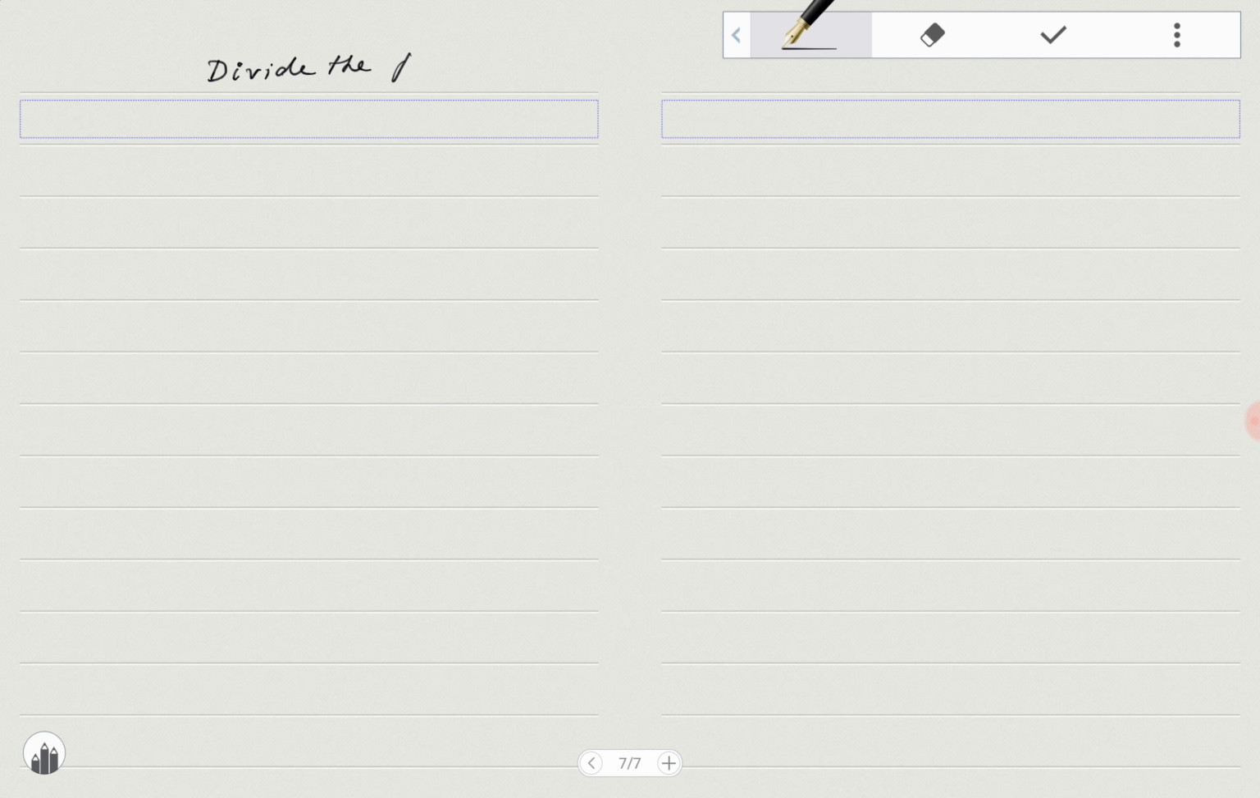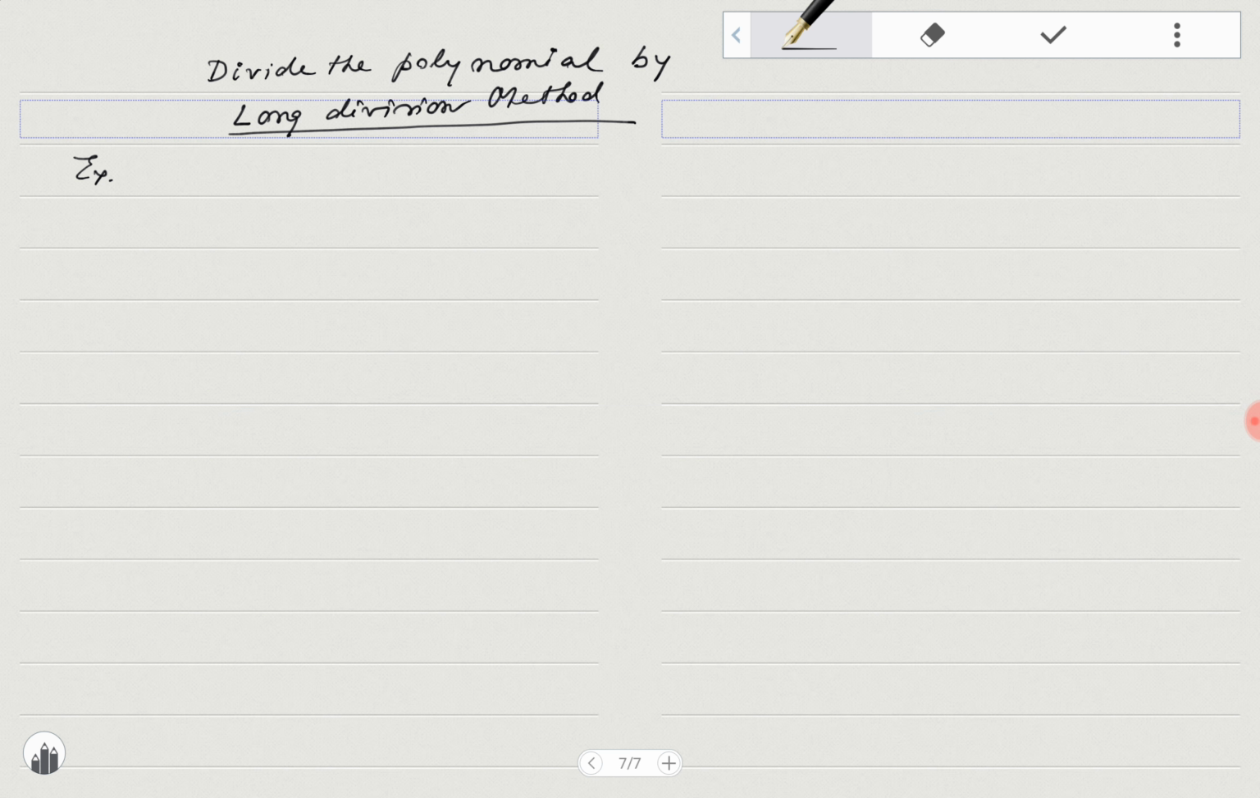Divide the polynomial by long division method. So how to divide a polynomial by long division method? Now let us take an example. Suppose the example is 3x to the power 4 minus 4x cubed minus thrice x minus 1 divided by x minus 1.